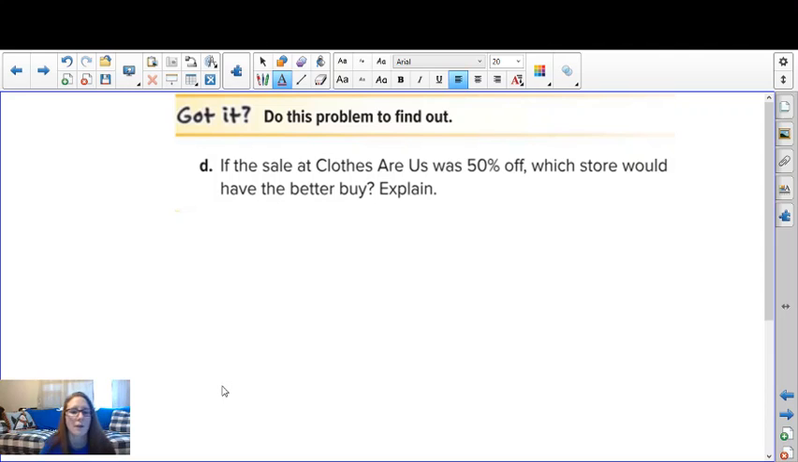All right, and then this is our last problem. If the sale at Clothes R Us was 50% off, which store would have the better buy? Explain.